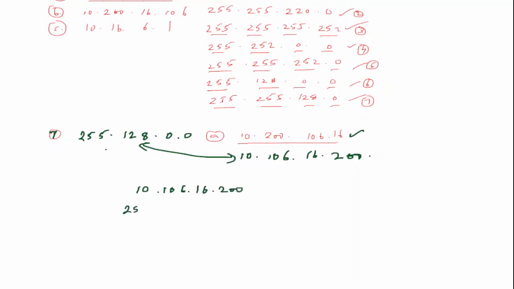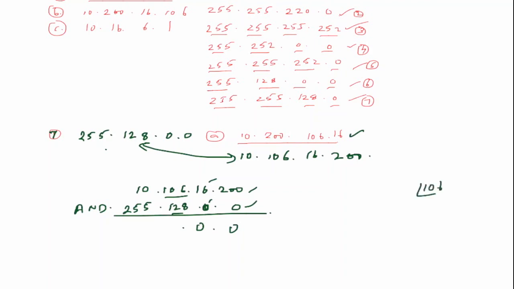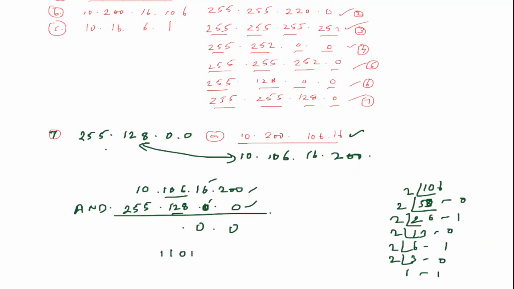10.106.16.200 and 255.128.0.0, and perform an AND operation here. 200 and 0 is 0, 16 and 0 is 0, 106 and 128 is 106. Can be written in binary: 26 divided by 2 is 52 remainder 1, 23 remainder 0, 26 remainder 1, 23 remainder 0, 21 remainder 1. So it can be written as 1 1 0 1 0 1 0.